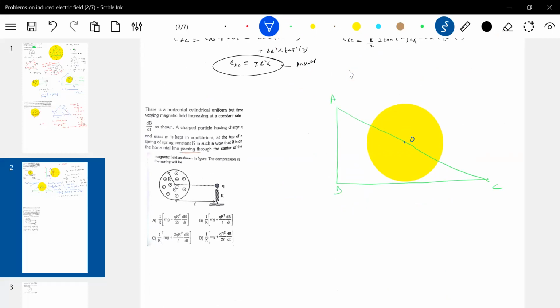Now tell me, is this loop enclosing any magnetic field or not? Yes, sir. Is the magnetic field varying? Yes, sir. The flux is varying, the loop is varying. Yes, will EMF be induced or not? Yes, sir, it will be induced. That is what I'm asking.